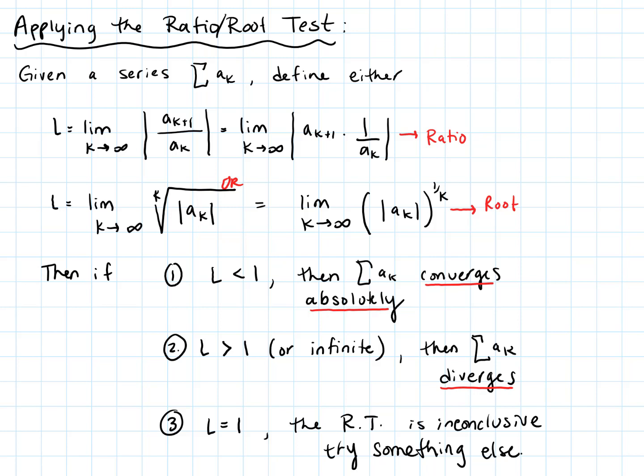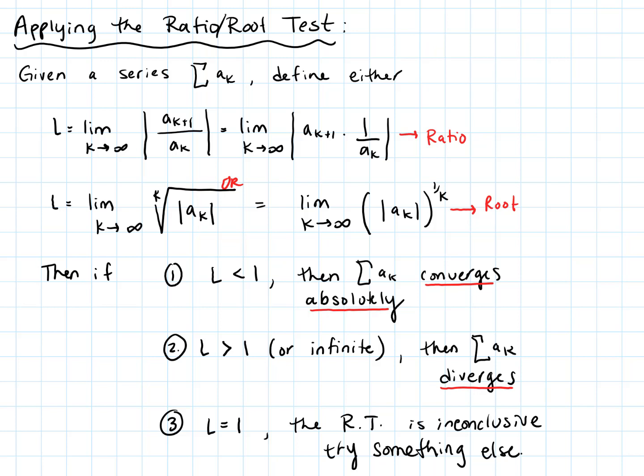Let's jump right back into the ratio and the root test. So just a quick refresher from the last video of what the ratio and the root test are and how we apply them. So the first thing, if we've got a series and we decide we're going to use the ratio and the root test to determine convergence, we're going to either take a ratio of the terms, a sub k plus 1 over a sub k in absolute value, or we're going to take the kth root.